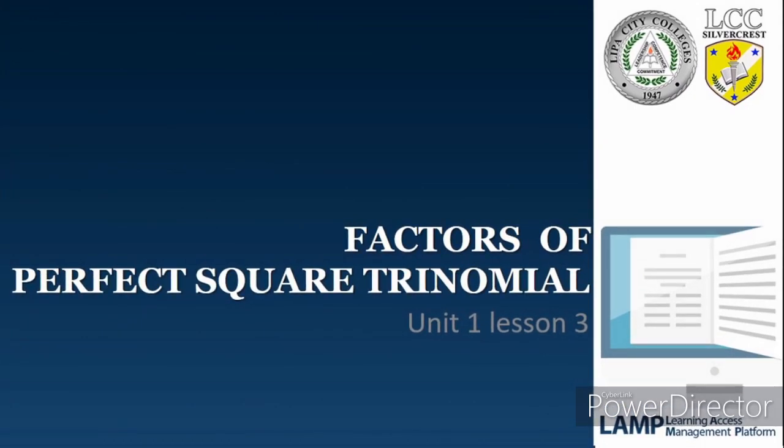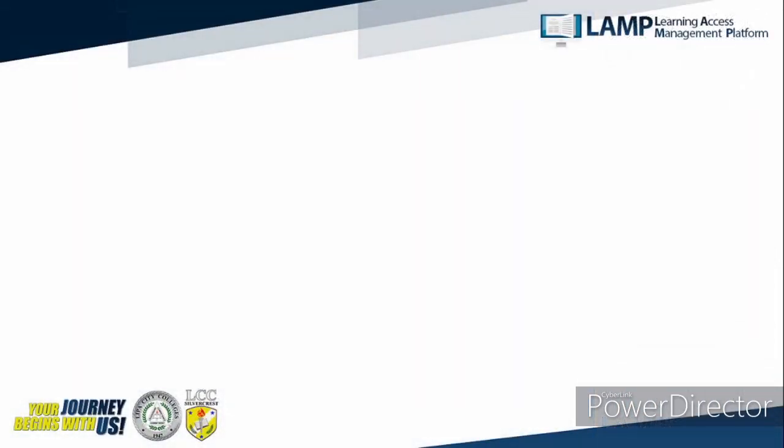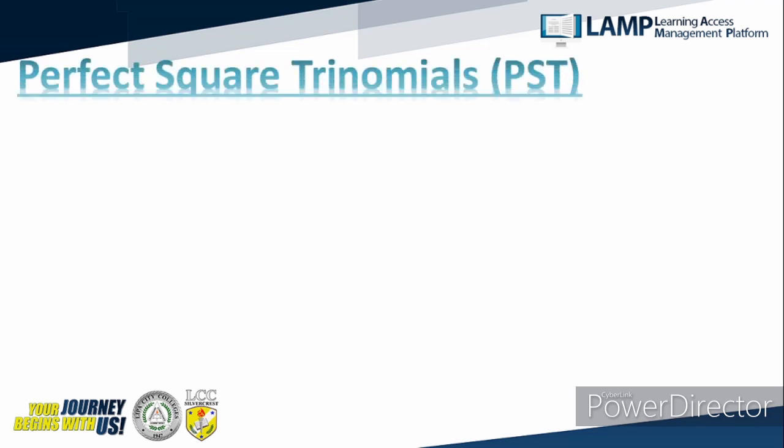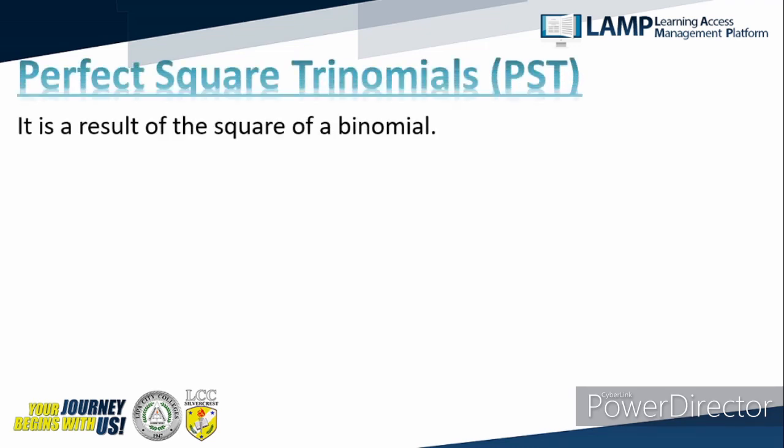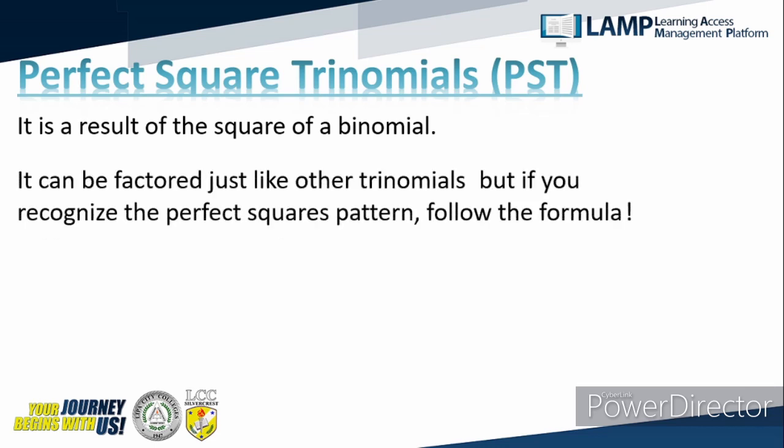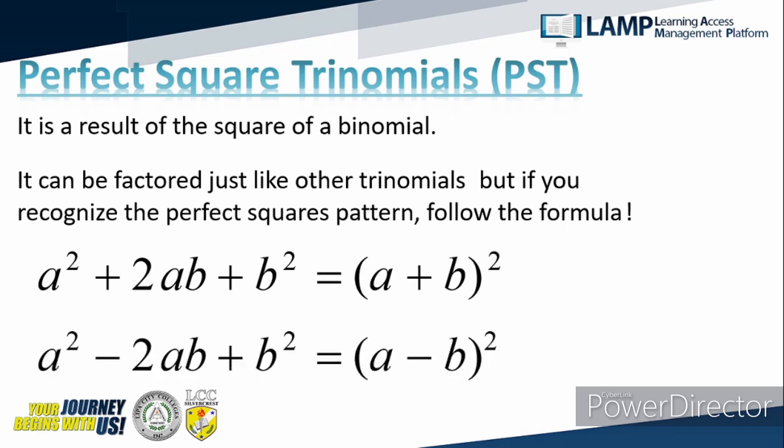But before we proceed in our topic, which is factoring, first let's define what a perfect square trinomial is. A perfect square trinomial is the result of the square of a binomial. It can be factored just like other trinomials, but if you recognize the perfect square patterns, follow the formula. So what are those formulas? We have here two sets of examples.